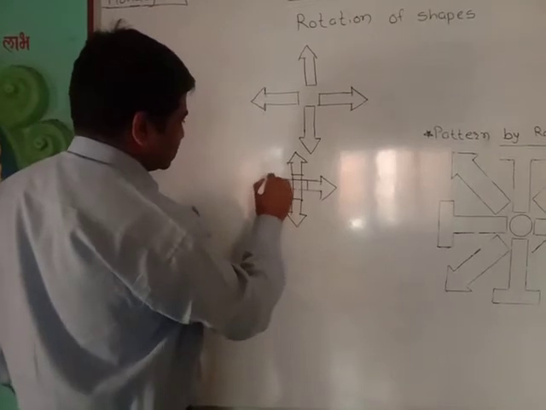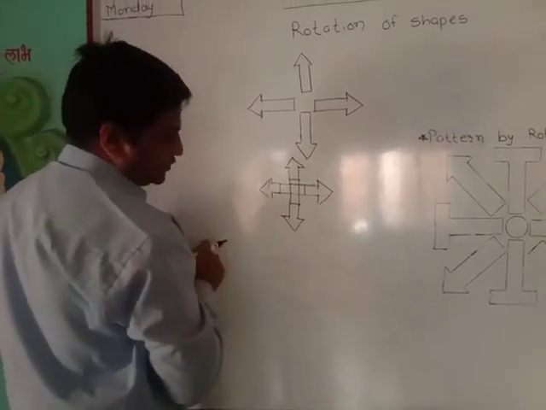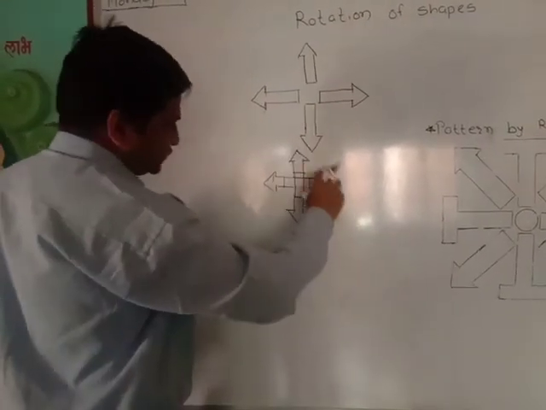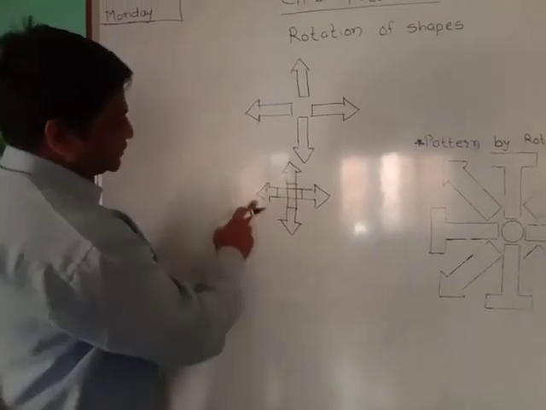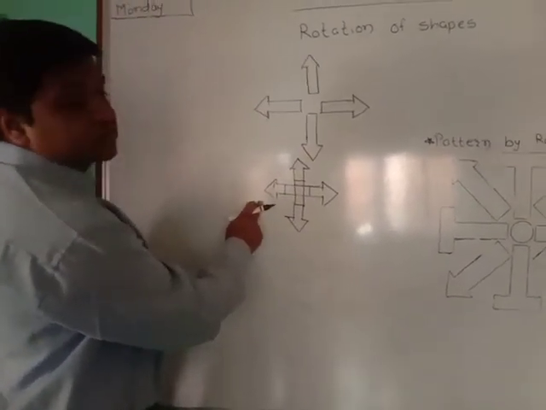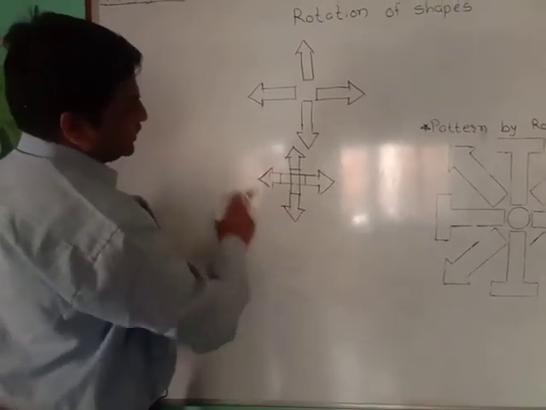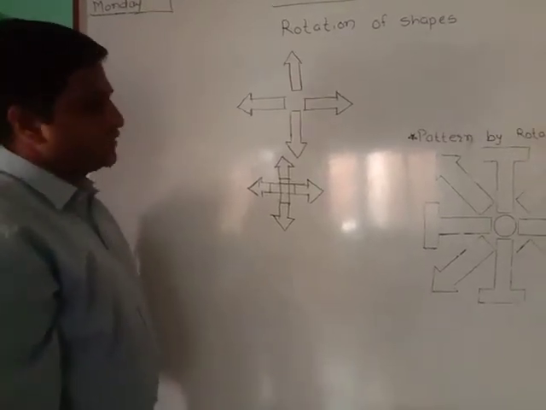So when it is rotated through 90 degrees or a quarter of a rotation, the arrow will be pointed to the right. When rotated through 180 degrees, the arrow is pointing down. When rotated through 270 degrees, that's three-fourth of a rotation, the arrow will be pointed to the left. And again, a beautiful pattern emerges out of the rotation of the arrow.